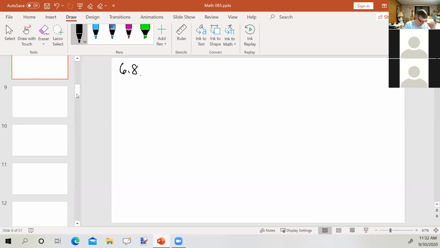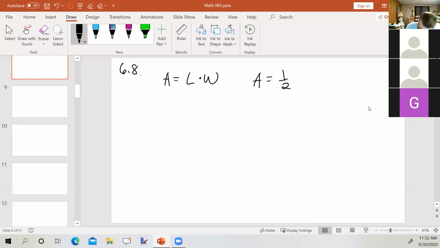So, 6.8. I want to review some formulas. First of all, the area of a rectangle equals the length times the width. Any questions about that? Okay. Second of all, the area of a triangle is 1/2 the base times the height. Any questions about that? All right.